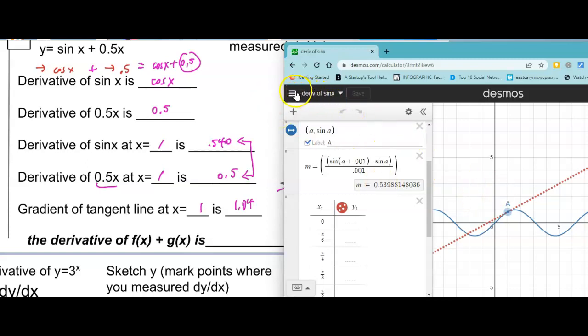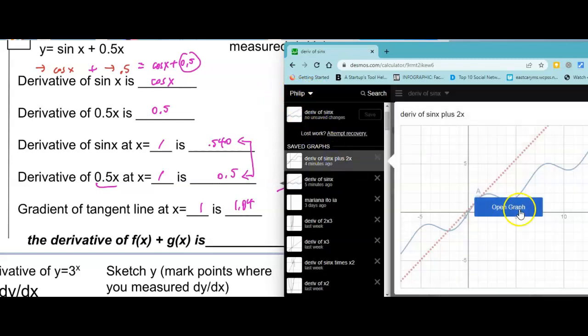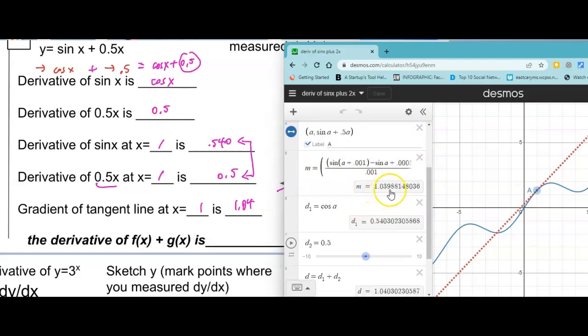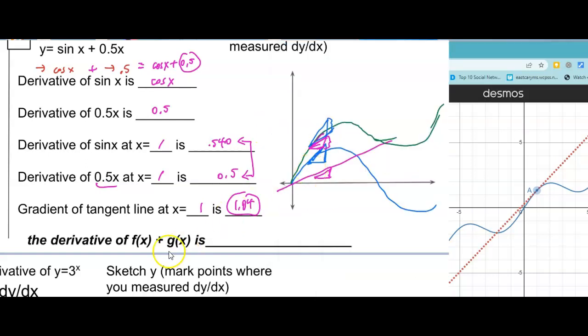Let's make a manipulative, which is sine x plus 0.5x together. There it is. This is the function sine x plus 0.5x. Let's find out what the derivative is at x equals 1. It's 1.04. So it is 1.04. Okay, so the derivative of function f plus function g is the derivative of each of the functions separately added together. So the derivative of sine x plus 0.5x is cosine x plus 0.5. Notice cosine x is the derivative of sine x. 0.5 is the derivative of 0.5x. Okay, that's it.